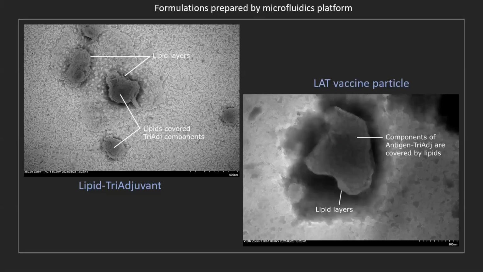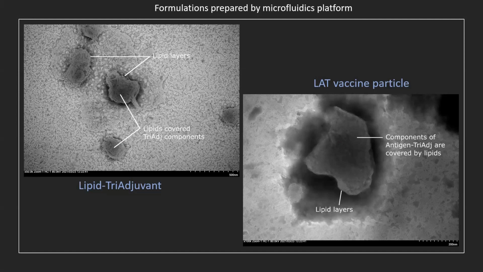Lipid triadjuvant was also prepared using the microfluidics platform to compare with the LAT subunit vaccine particle. In both cases, triadjuvant and antigen triadjuvant were entrapped in the core of the lipid triadjuvant and LAT vaccine particles respectively. Although the data is not shown here, a size difference was observed between the two formulations, where the LAT vaccine particle has a significantly higher mean diameter than the lipid triadjuvant particles. The lipids arranged in layers on the surface of both particles were observed clearly, as shown in the image.